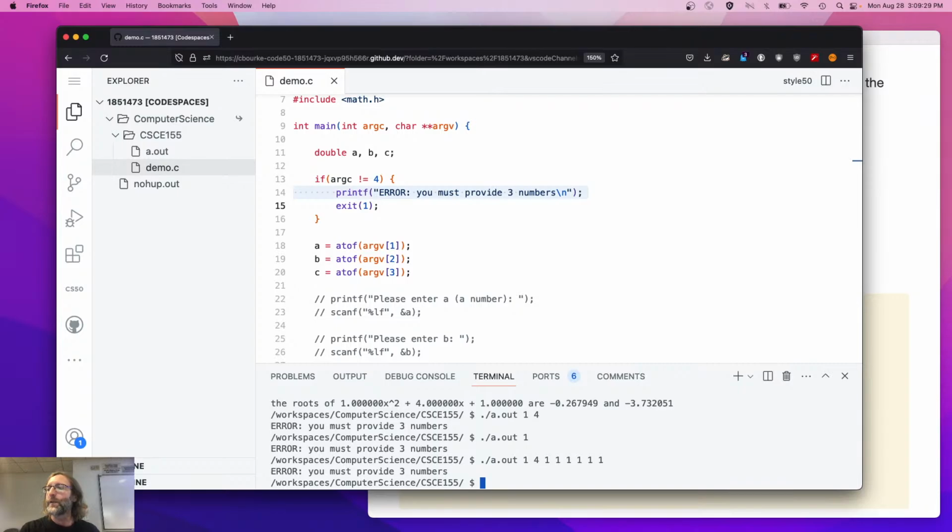Same error message. You have to provide 3 numbers here. If there are any error conditions like this, you can have a conditional statement. If this condition does not hold, there's nothing I can do. I'm going to completely exit out of this program. That's what we'll start looking at on Friday.